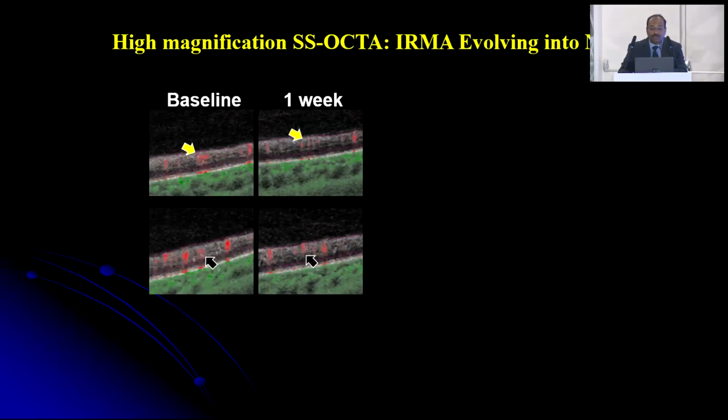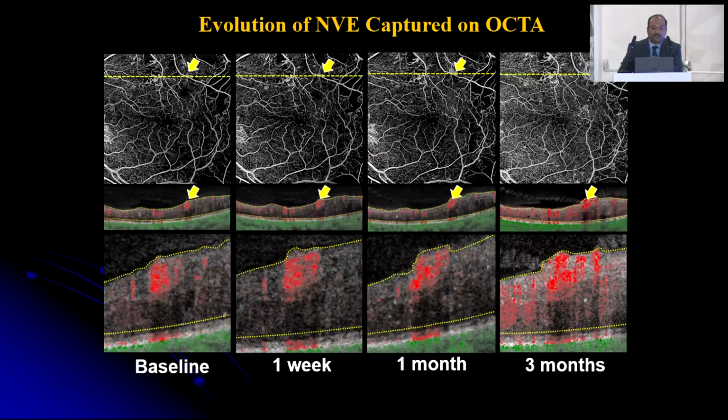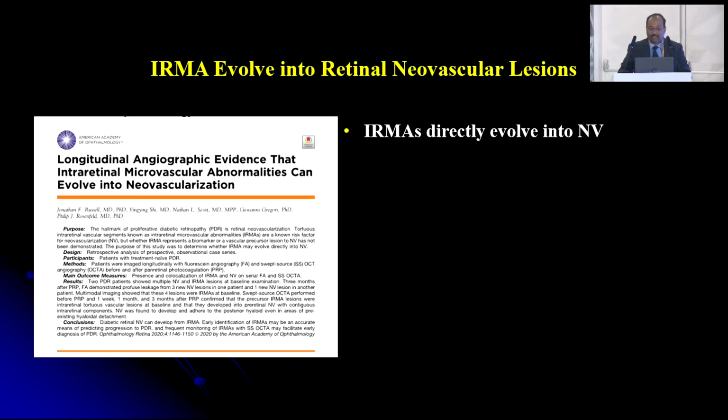So this shows you, also we talked about flow overlay B-scan. You see this high magnification SS OCTA shows an IRMA evolving into a new vessel. You see as that flow overlay becomes more intense and surfaces towards the ILM, you will see it popping up, breaking through the ILM. That's when it becomes a new vessel. And this is also showing the evolution of the NV captured, as you can see from baseline. That flow map signature is going up, getting more intense through baseline through 1 month, and then breaking through at 3 months, and you can see a full-blown NV there. So that's also a way.